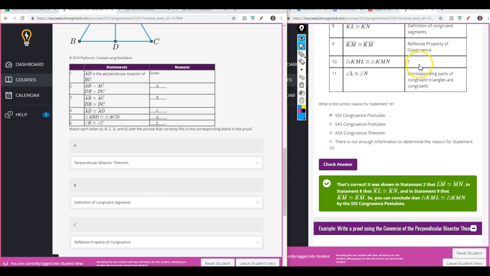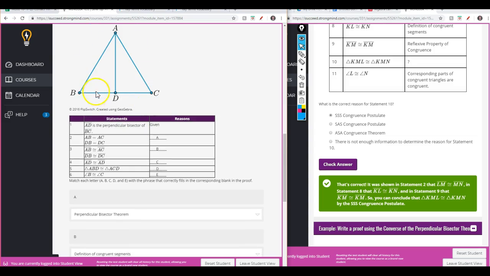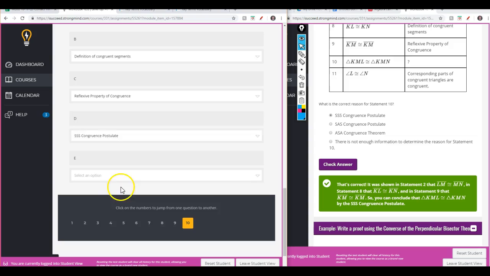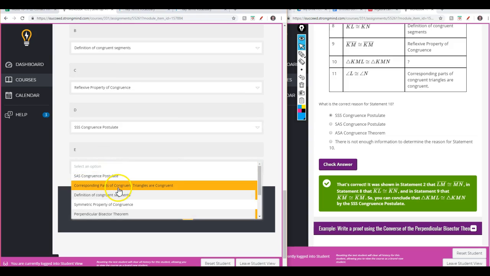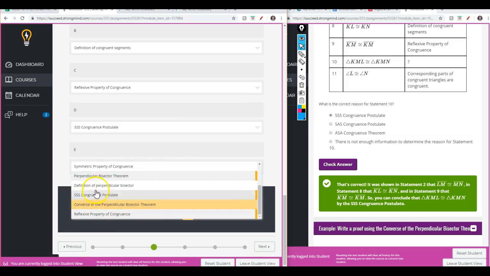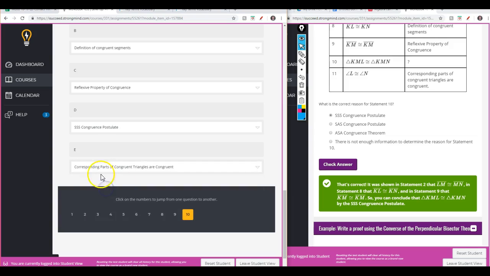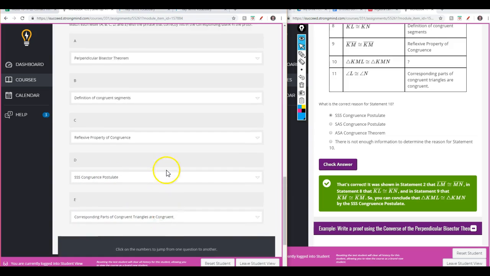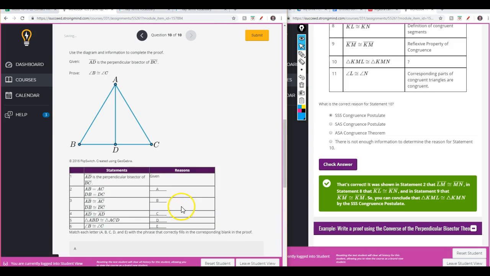So now we're here. And then it states that our angle B is congruent to our angle C, very similar to angle N is congruent to angle L, and it's the corresponding parts of congruent triangles are congruent. So angle B is the corresponding part to angle C, so they are congruent since we stated that those triangles were congruent. So that's what I'm looking for: corresponding parts of congruent triangles are congruent. And that's how I would step through this question.